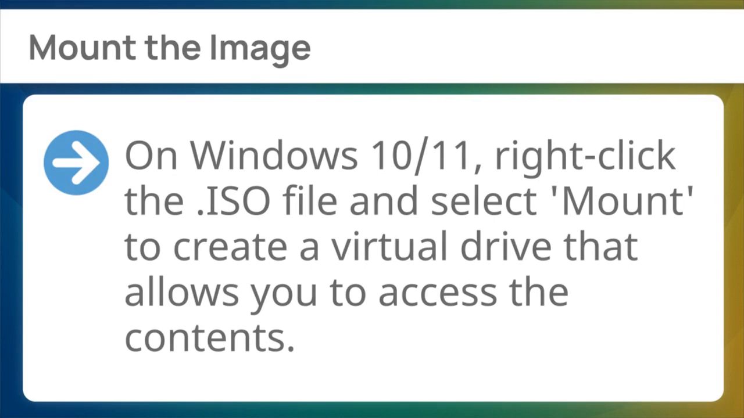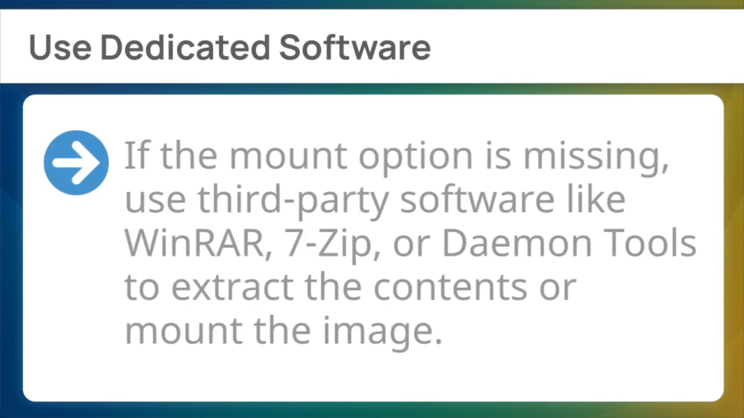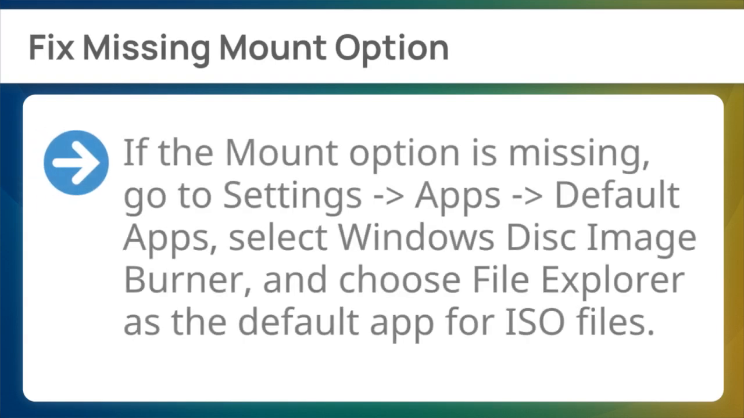Next, use dedicated software. If the mount option is missing, use third-party software like WinRAR, 7-Zip, or Daemon Tools to extract the contents or mount the image. Finally, fix the missing mount option. Go to Settings, Apps, Default Apps. Select Windows Disk Image Burner and choose File Explorer as the default app for ISO files.